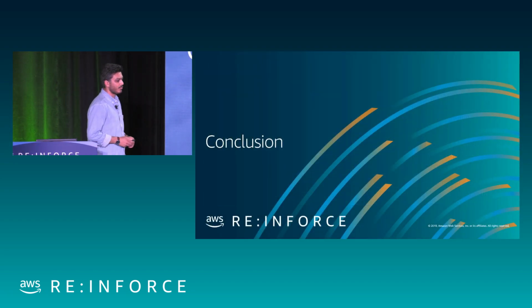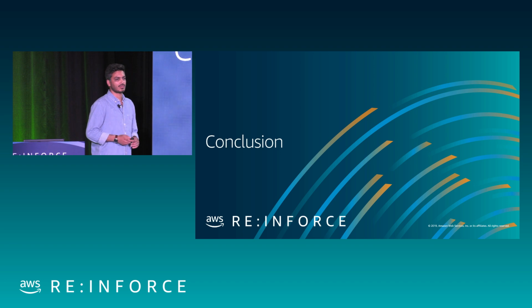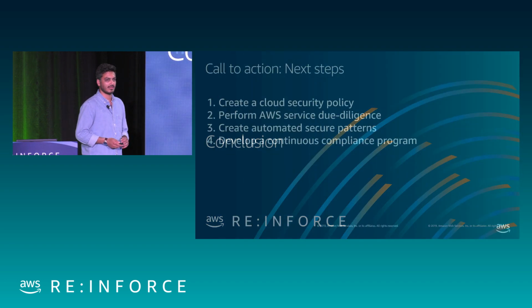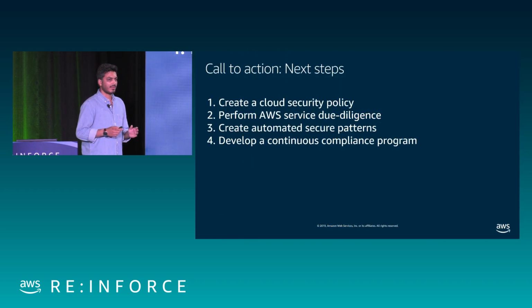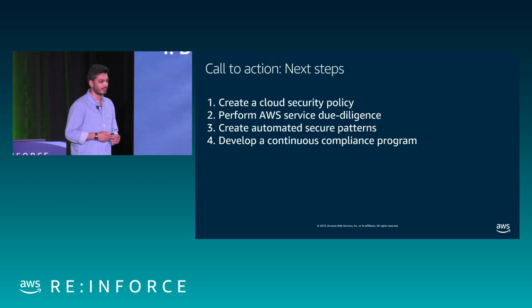So now let's review a few next steps for you to establish continuous compliance in your organization. First up, you have to start small and create a cloud security policy for one of your subsystems. It could be one particular application, one particular business unit, or one particular environment, such as a staging environment. But you have to start small and start at a very specific subsystem.